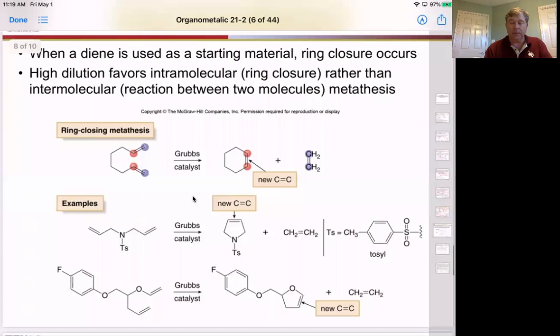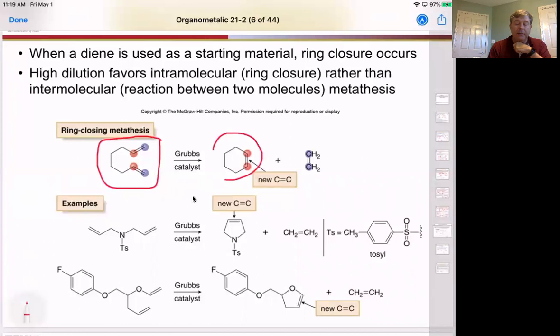Okay, so as long as we have a diene that can form a 5 or 6-membered ring, we can do this. And so in the simplest case here, we have this octadiene, where we have the starting and ending of the octane, and we can end up forming a 6-membered ring to give us our cyclohexene plus our terminal carbons are extruded as the ethylene again.